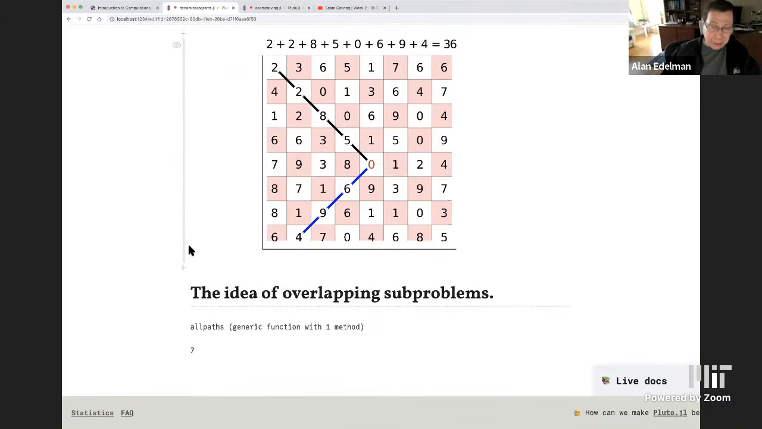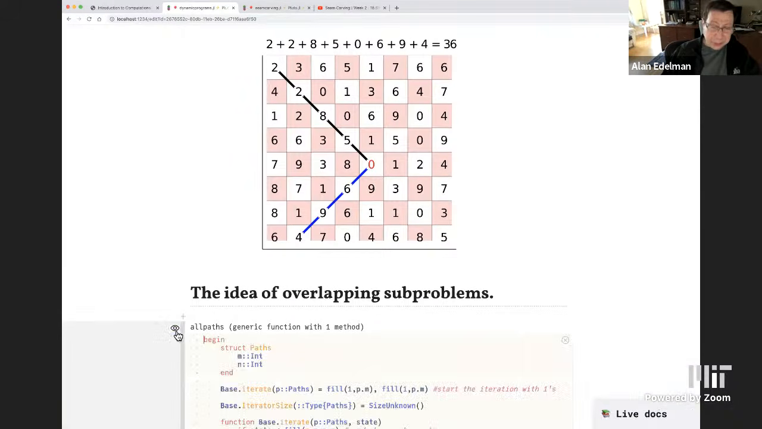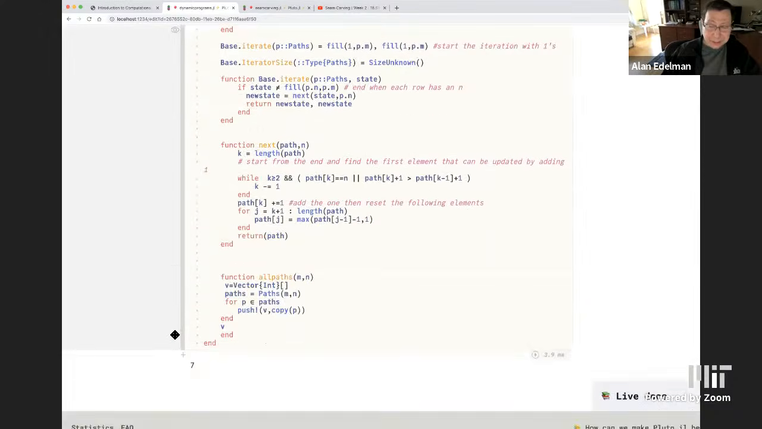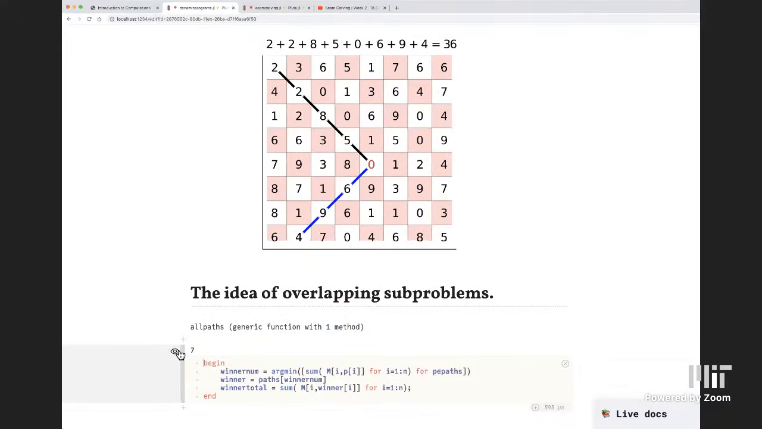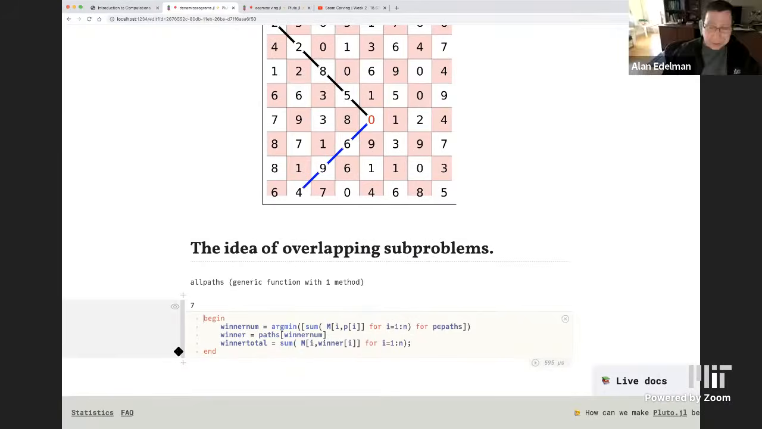I've asked the author of Pluto, and he's going to do it: if you find a variable and want to know where it's defined. Winner num is right at the bottom. There it goes.